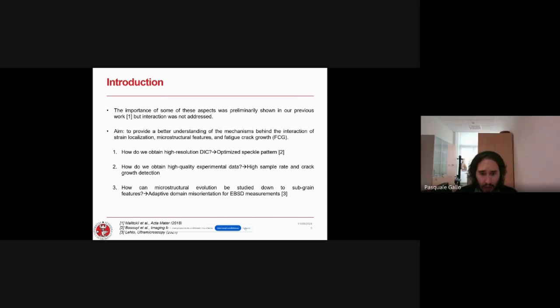We did that by tackling three big challenges: try to get a high resolution DIC, and we use an optimized speckle pattern. We will see an example. Then we try to get a very high sample rate and very good crack growth detection. And then we employ a new EBSD technique developed by my co-authors called the adaptive domain implementation approach. We won't see the details of all of this because it would not be possible to fit in 15 minutes, but you will see just the main results.